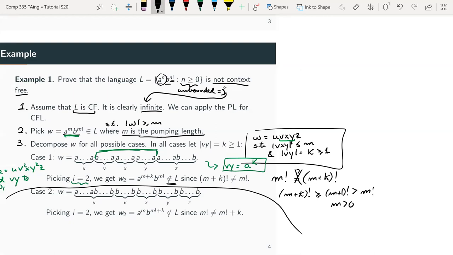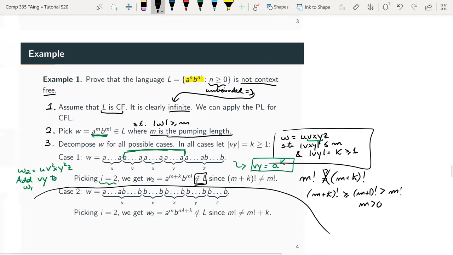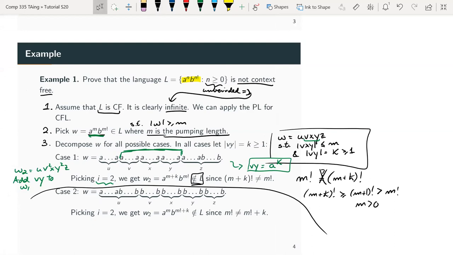In other words, the number of B's is not equal to the factorial of the number of A's. So this means that W2 does not respect the definition of L, so W2 is not in L. And this shows that for case one, where VXY are within all of the A's, you get a contradiction. So that completes case one.